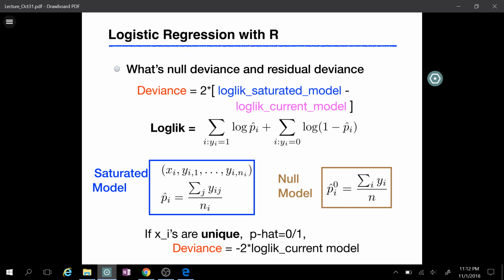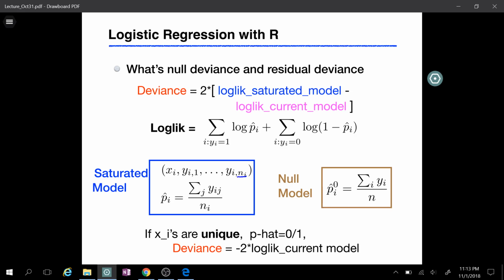Now, what is the pi in the saturated model? In the saturated model, we assume that at every location xi, or every feature xi, we observe multiple binary outcomes. So in this case, there are ni outcomes for y. So in the saturated model, we would estimate the probability at each xi independent of all the other locations. So pi will be just the average of those yi's we observed at xi.